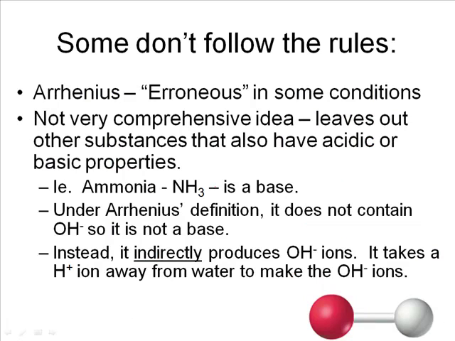Arrhenius, they're actually nicknamed erroneous because they don't necessarily consider all exceptions. For instance, I mentioned NH3 earlier, and I said, well, it's a base even though it doesn't have the OH in the formula itself. Now, under Arrhenius's definition, it would not be considered a base because there is no OH, but it actually is because it indirectly produces these OH ions.